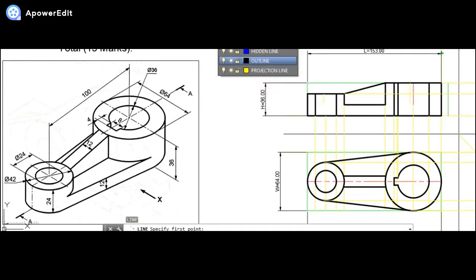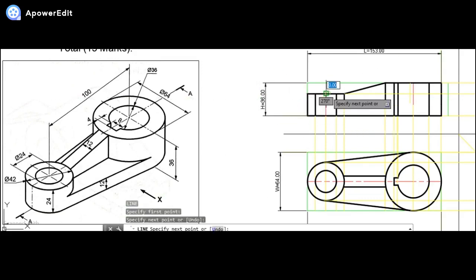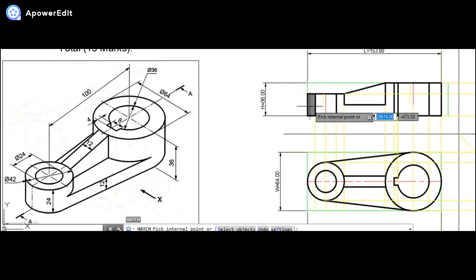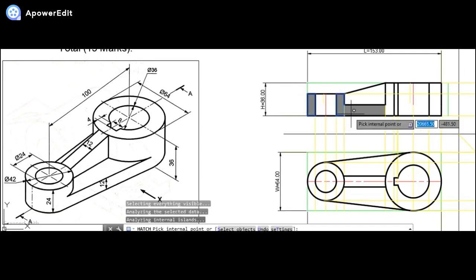I can construct this center line again over here, just to avoid confusion. Now I will be simply hatching the areas which are coming in contact with the cutting section plane. So now I will hatch it one by one. This one, this area, this area, this entire area, this is the slot.